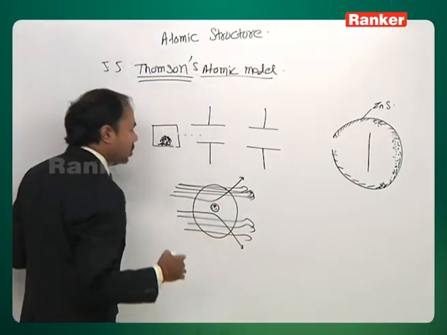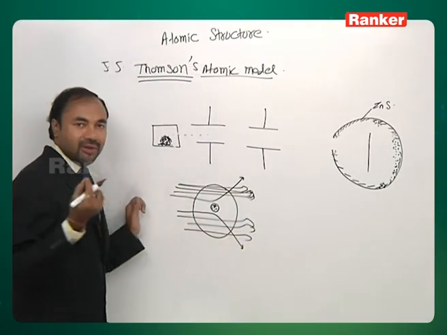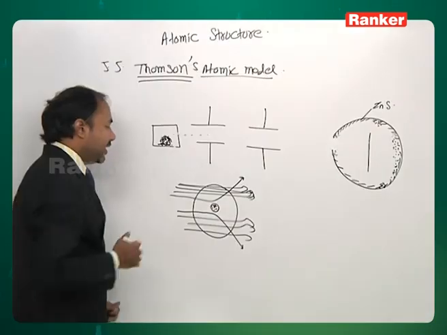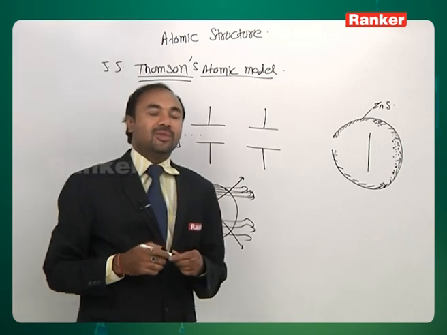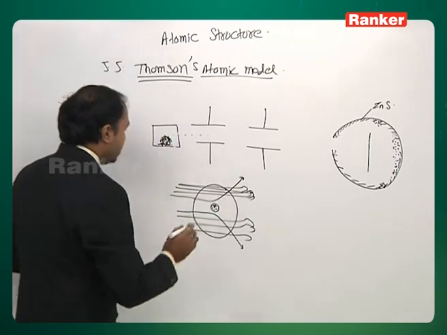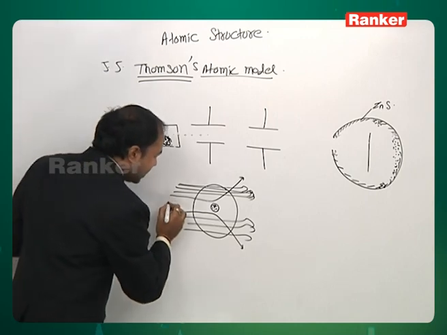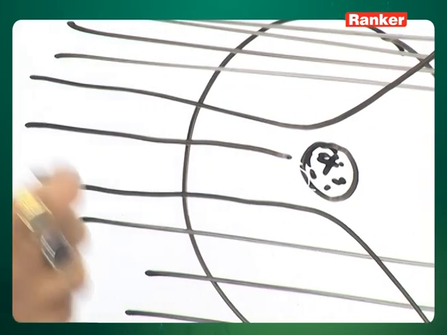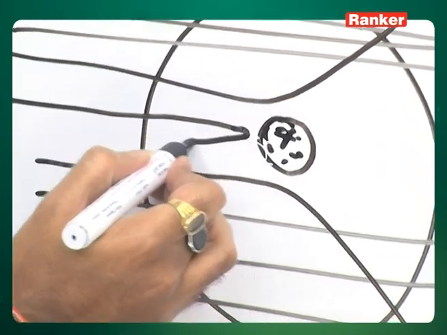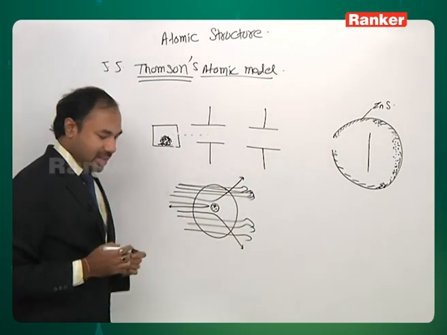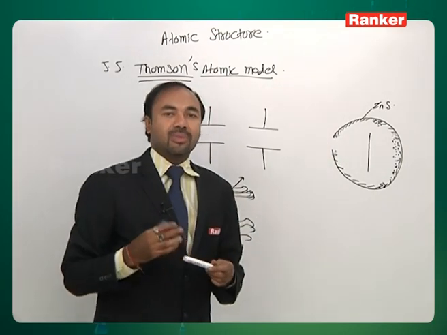Similarly, very few alpha particles actually will come straight, because this volume will be negligible here. The radius of the nucleus is assumed to be of the order of 10 to power minus 15 meters. Those alpha particles which came straight towards the nucleus were deflected back because of the very strong repulsion, and they hit it here. From here came Rutherford's atomic model.